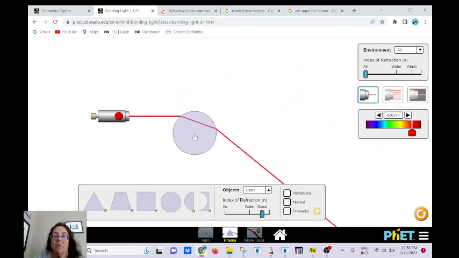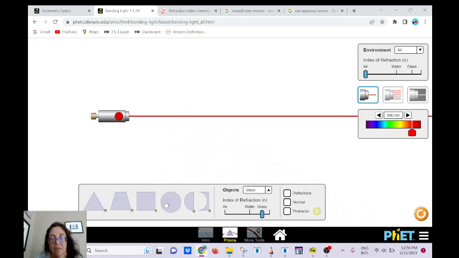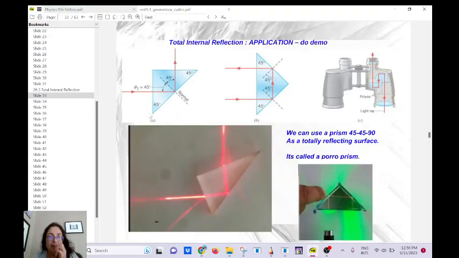I will show you another demo. But you see how it works. You can play with those tools. This is available here on that website. Okay, so you do have application for that.